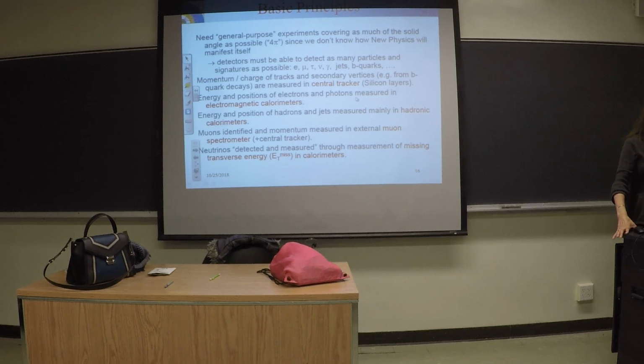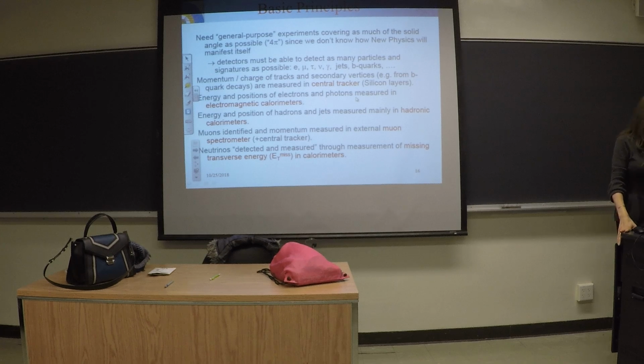The detector must be able to detect any particle and as many particle signatures as possible. The momentum and charge of tracks and secondary vertices are also very important, and that's coming from the central tracker. There are silicon layers in the middle of the detector that are able to measure the hits in the silicon detector, and from the hits I'm able to reconstruct the momentum.